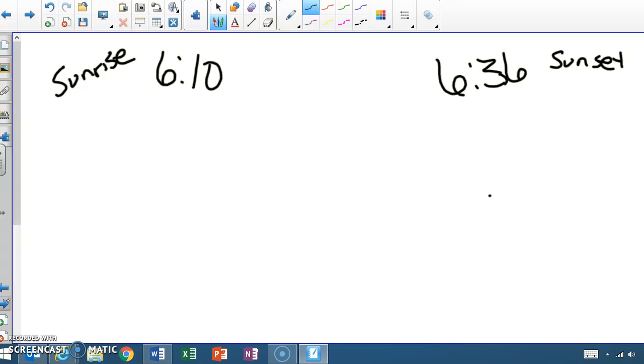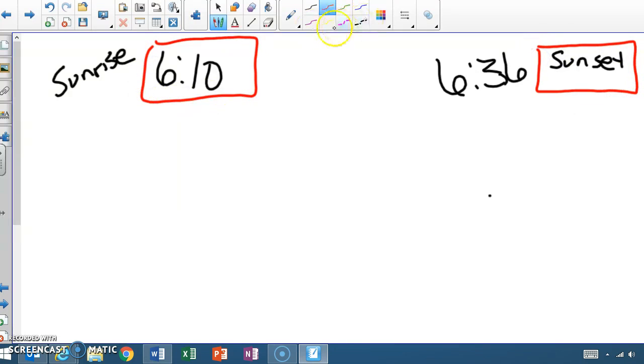The first thing that we need when determining local noon time is a sunrise and a sunset. So that's step one, to have the sunrise and sunset. The second step is we need to find out the difference between sunrise, which in this case is 6:10, and noon.